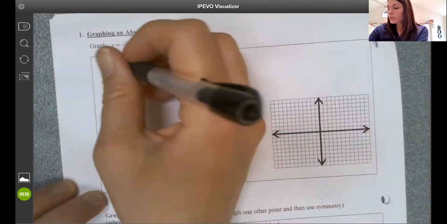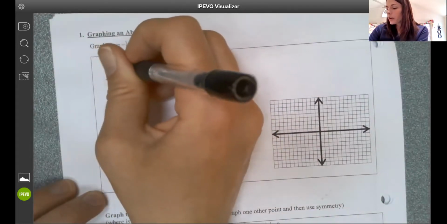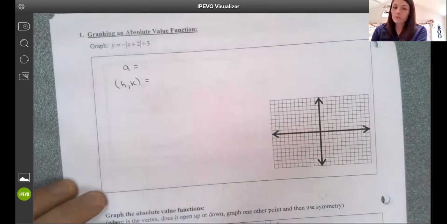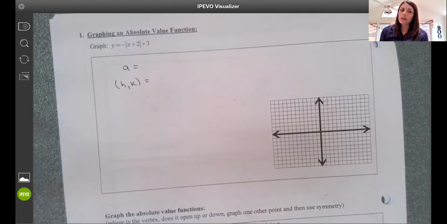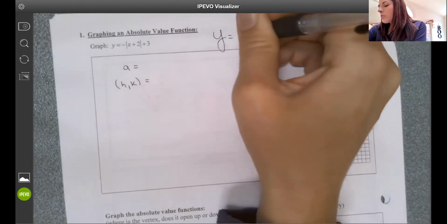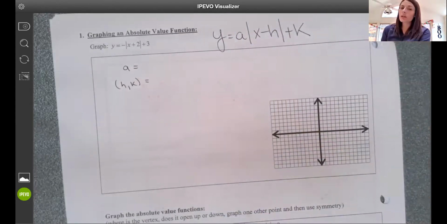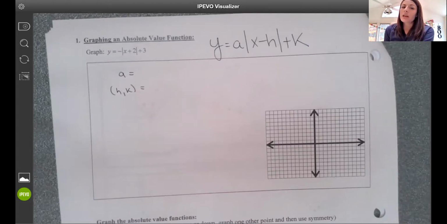So when we graph absolute value, we're going to identify A and H, K. Before we do anything, we're going to say, what's my A value? And then we'll write a little bit about what that means. And what's my vertex point? What is H? What is K? And so I'm going to rewrite my general formula here. Okay, there's my absolute value formula.